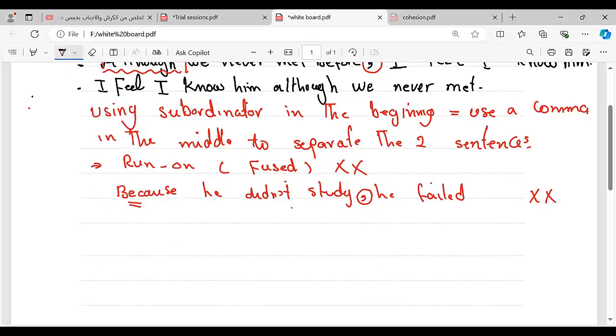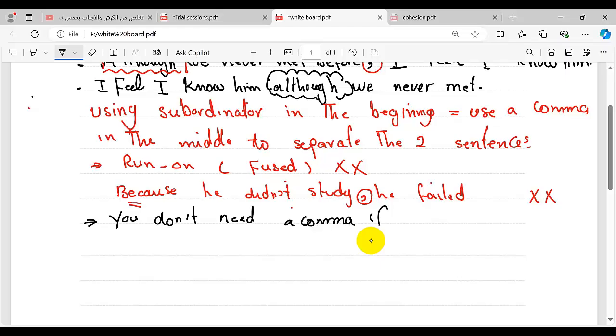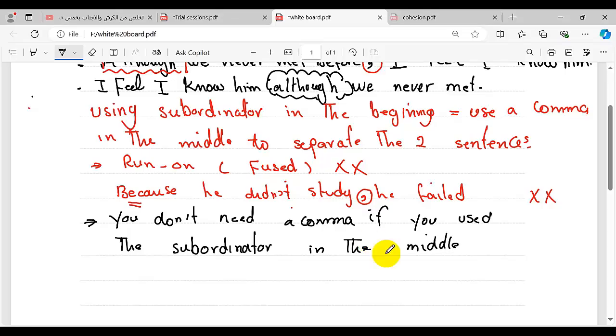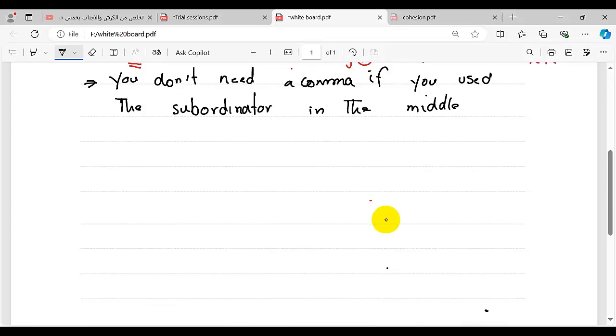Okay, let's go back again. Rule number 2: when I used "although" in the middle, if you noticed, we didn't need to use a comma. So you don't need a comma if you use the connective or the subordinating conjunction in the middle. Okay, let's apply the rule again, so as not to forget.